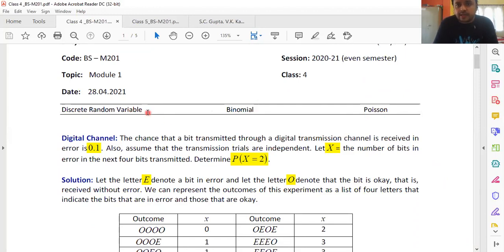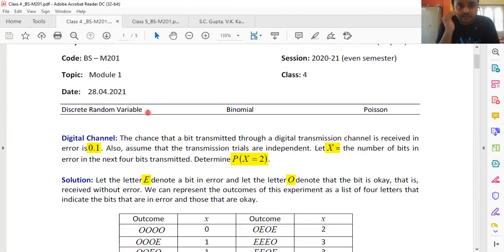Now, discrete random variable has already been discussed. Random variable is a function whose domain is the sample space. Sample space is the set of all possible outcomes. And it's a function from the sample space to a subset of the set of real numbers. We already know this. And the random variable, if it is discrete, that means that the functional values are finite, or even if they are infinite, they are countable. Otherwise, the functional values are termed as continuous.